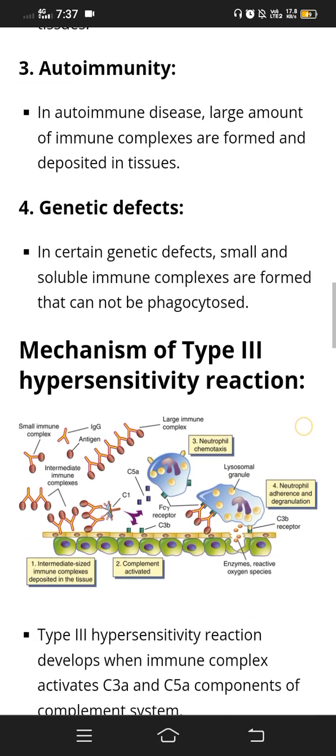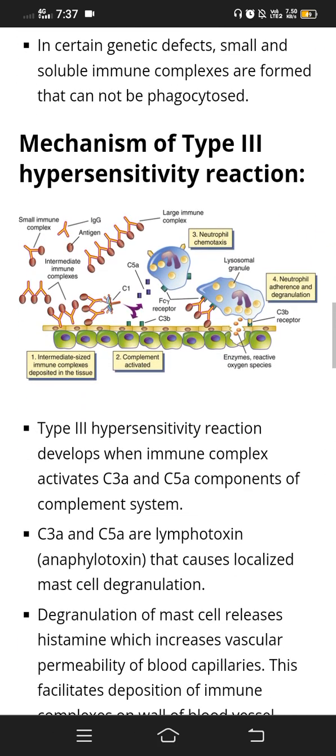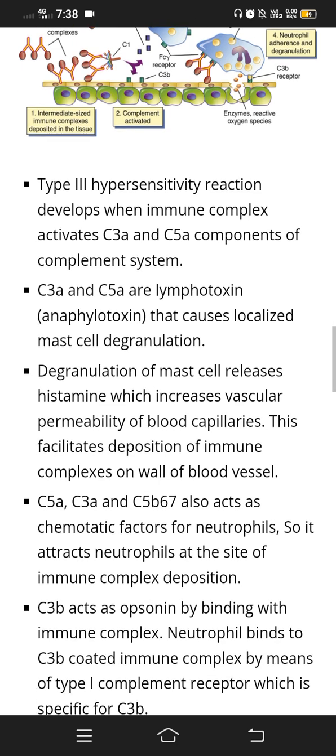Mechanism of type 3 hypersensitivity reaction. Type 3 hypersensitivity reaction develops when immune complex activates C3a and C5a components of the complement system. C3a and C5a are anaphylatoxins that cause localized mast cell degranulation. Degranulation of mast cells releases histamine, which increases vascular permeability of blood capillaries. This facilitates deposition of immune complexes on the walls of blood vessels.